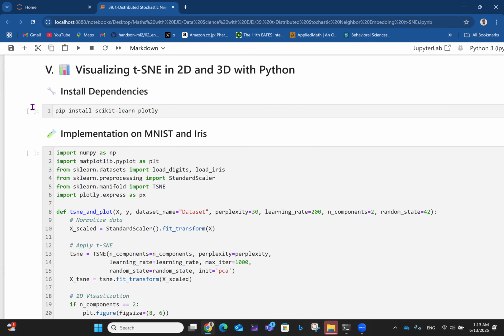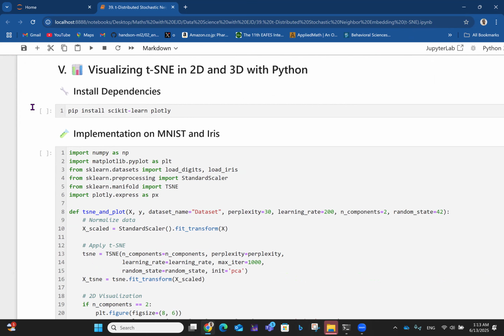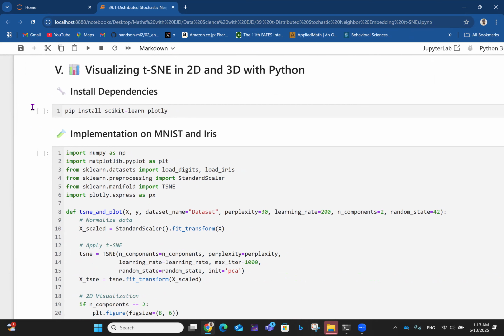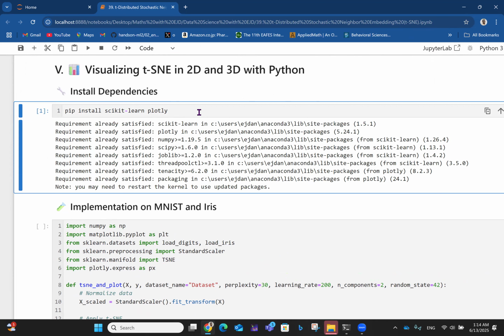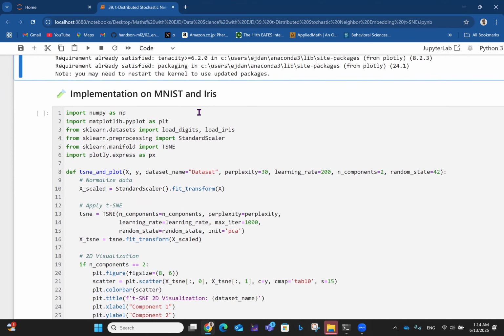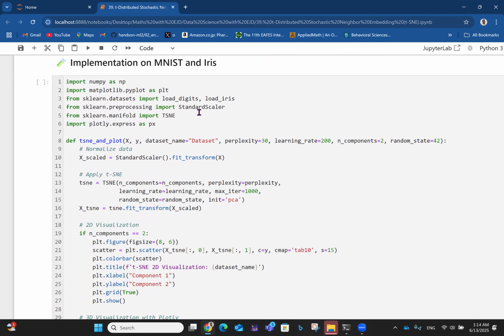How do we visualize t-SNE in 2D and 3D with Python? Let's start. Of course, you need to install dependencies like scikit-learn and plotly. If you followed me in the data analysis with Python, you would have been used to plotly, especially under data visualizations. But if you don't have that already, you just need to install scikit-learn and plotly. I've done it already, I'm just doing it for your sake if you are new to this. It's telling me requirements already satisfied because I already installed this before. But if you have not, you can go ahead and do that to be sure it's running. So we want to implement this on the MNIST and Iris datasets.